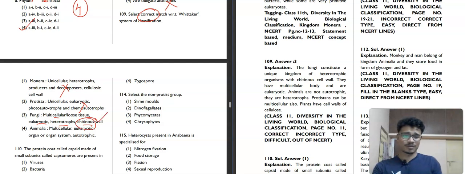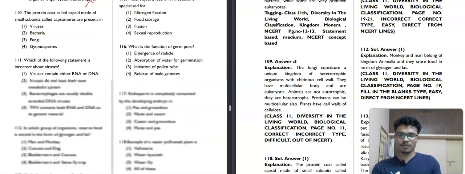Why is Monera not correct? Monera have a peptidoglycan wall. Then Animalia, multicellular, eukaryotic, organ system, autotrophic. How can Animalia be autotrophic? They are definitely heterotrophic. There can be some exceptions, but most of the Animalia members are heterotrophs. Very few exceptions can be found, but these are not given in NCERT as well. So here what will be your answer? Third option will be your correct answer. Now we'll move towards the next question.